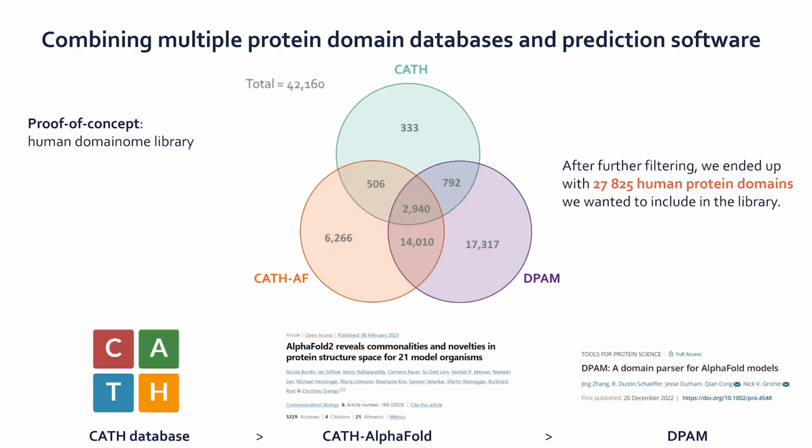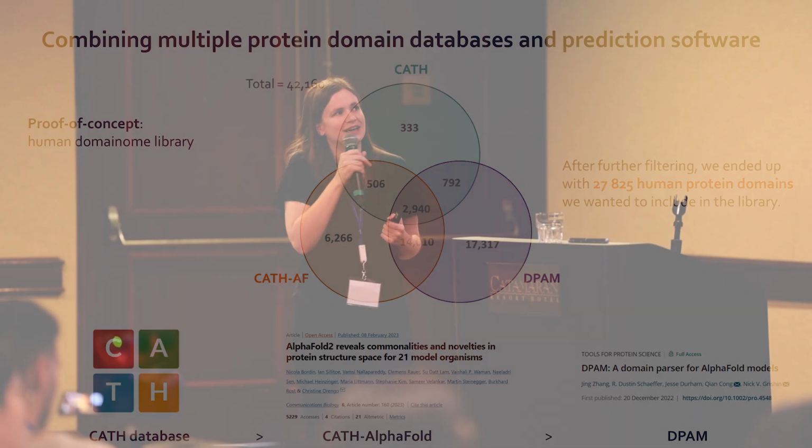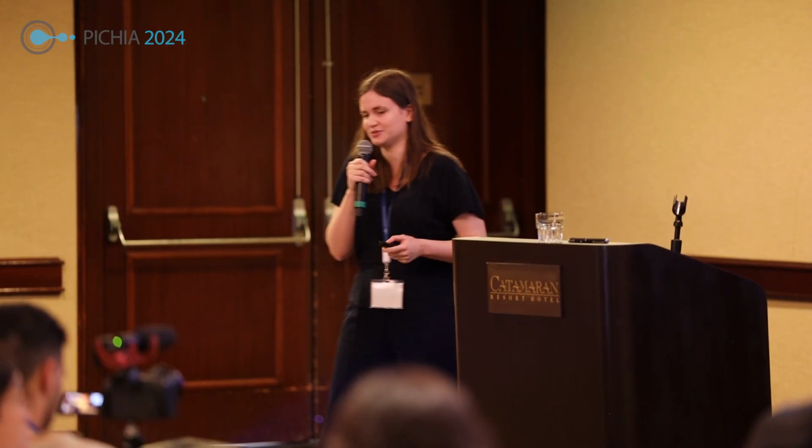So then we started using this, and after doing some more filtering, mainly because a lot of protein domains are very similar, and we only wanted to keep one protein domain that could sort of represent the others. After some additional filtering, we finally ended up with an in silico library, of course, of about 28,000 human protein domains that we wanted to construct.